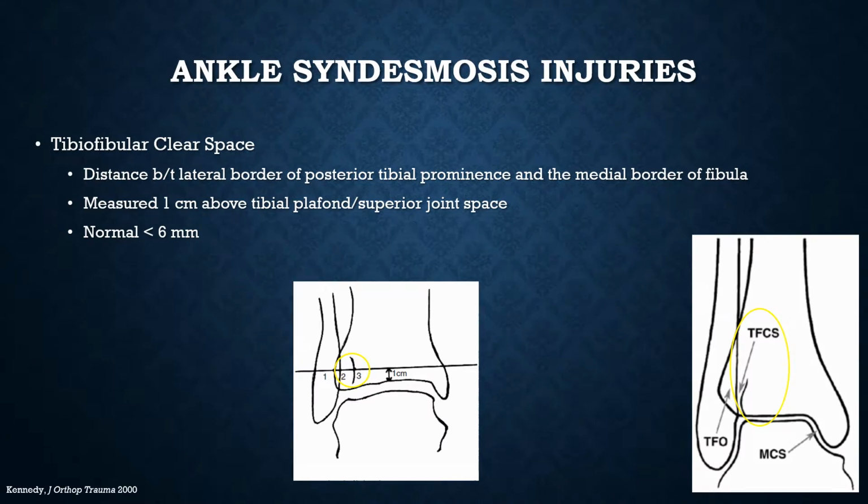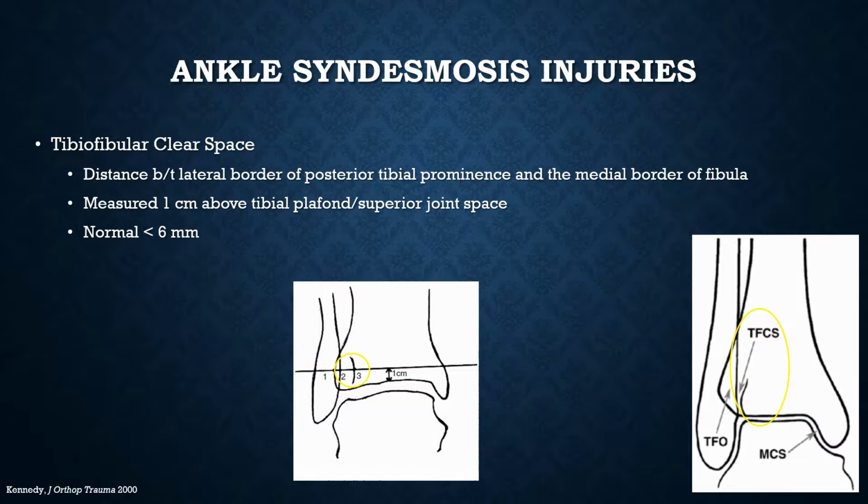Some very traumatic ankle syndesmosis injuries are very obvious both on clinical examination and on imaging. However, some injuries to this area may be a bit more subtle, and attempting to determine the extent of the injury can help to determine how the patient is managed clinically. One measure that is useful for us is the tibiofibular clear space, which is defined as the distance between the lateral border of the posterior tibial prominence and the medial border of the fibula.